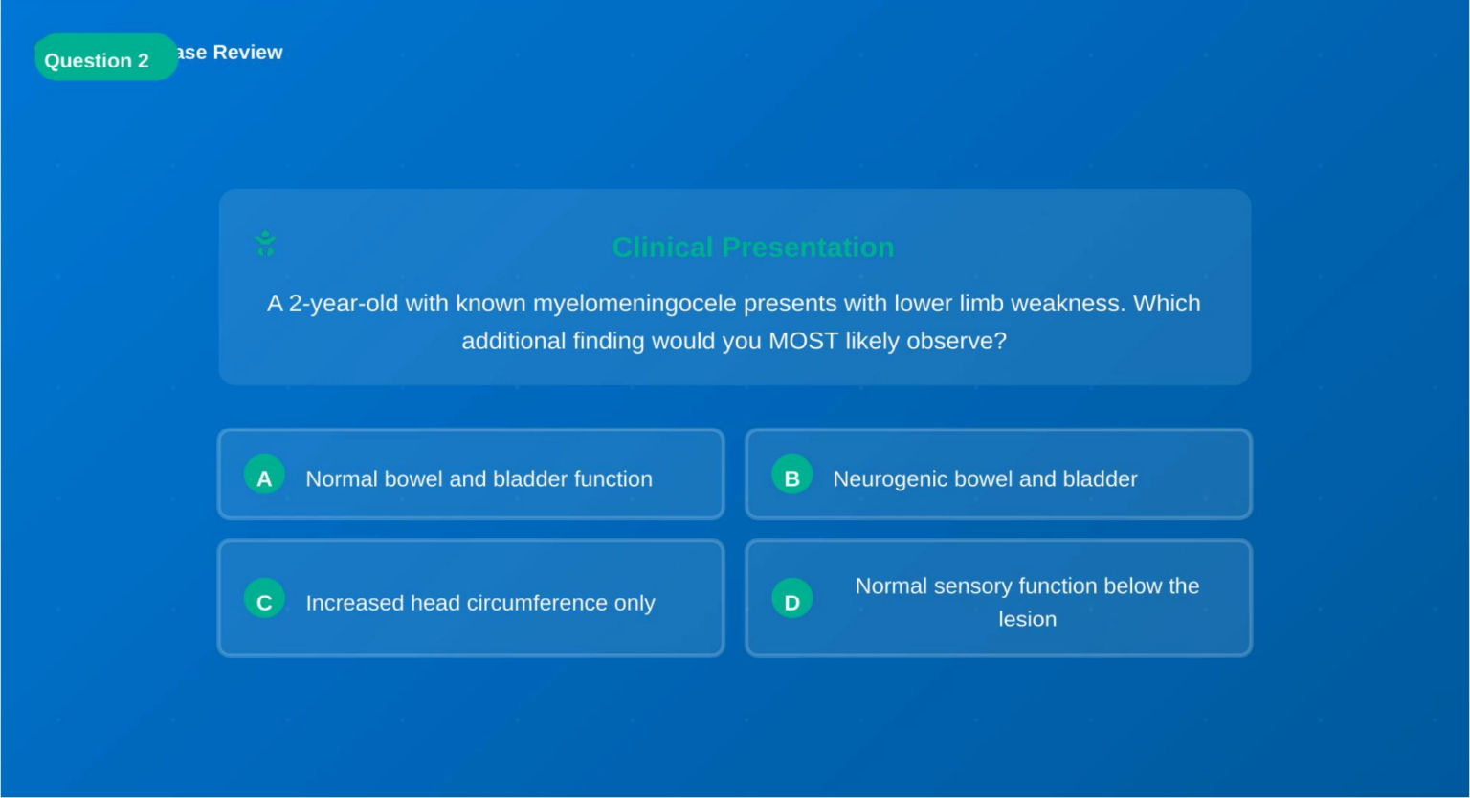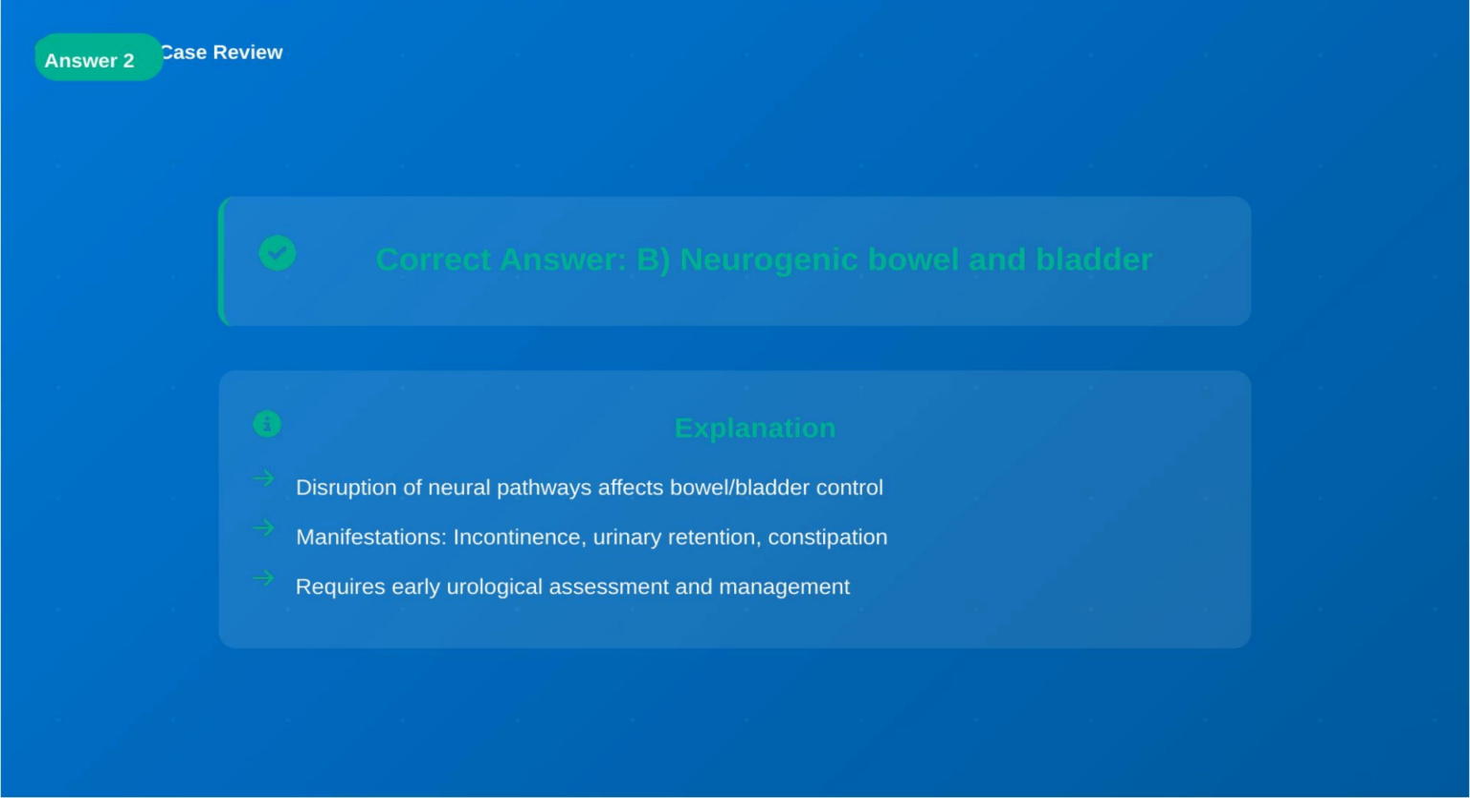Which additional finding would you most likely observe? A. Normal bowel and bladder function. B. Neurogenic bowel and bladder. C. Increased head circumference only. Or D. Normal sensory function below the lesion? The correct answer is B.